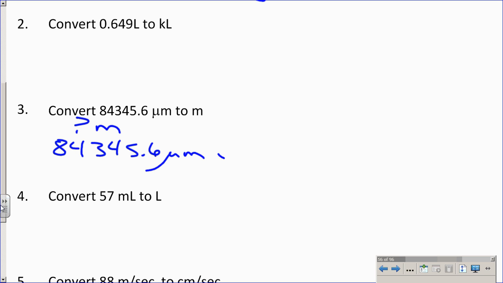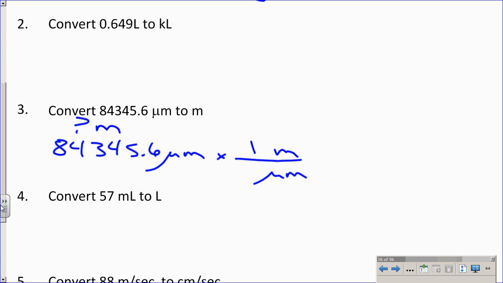Right, the micro, right? I need to cancel the micro. Can I directly go from micro to base unit meters? Yeah, I have a number line to work with, right? So I'm going to put meter on top. And then I go back and I go, okay, which of these is my larger unit? Right, the meter is my larger unit.